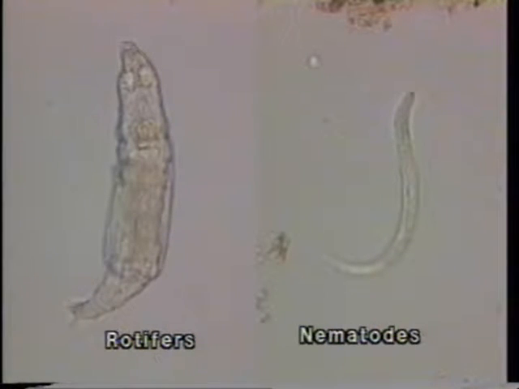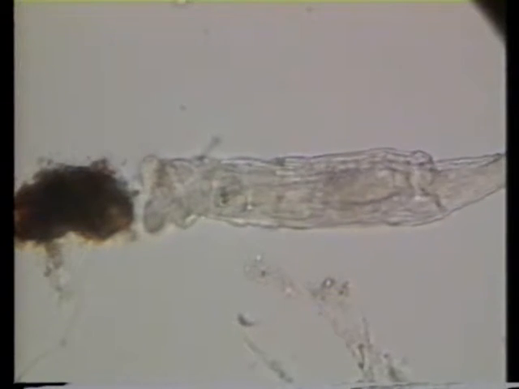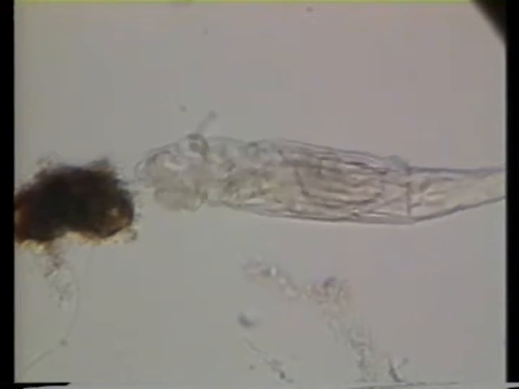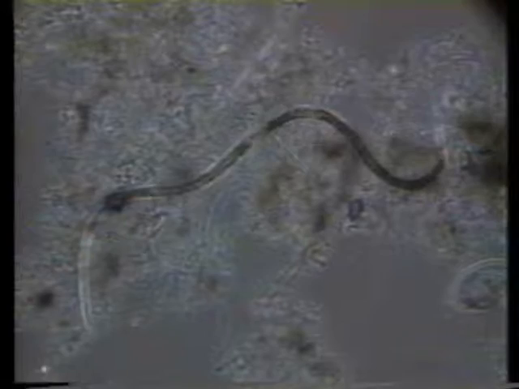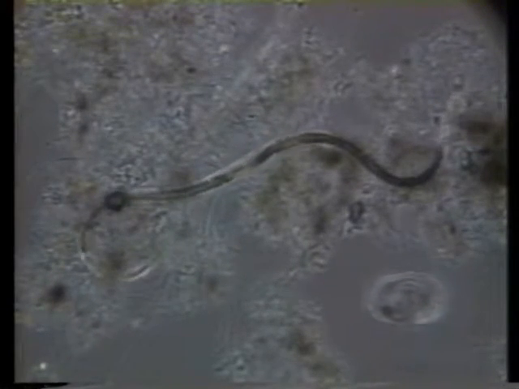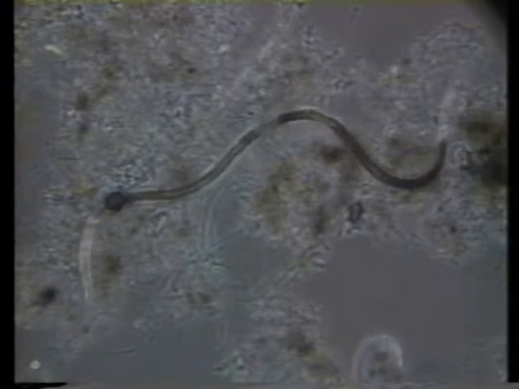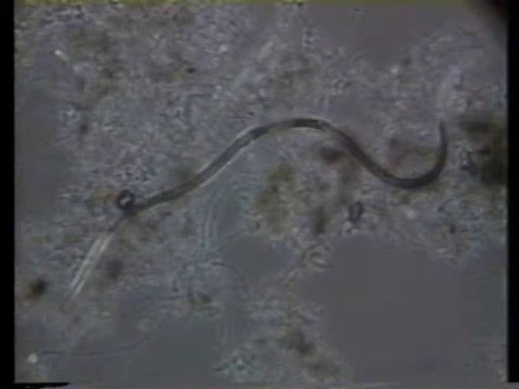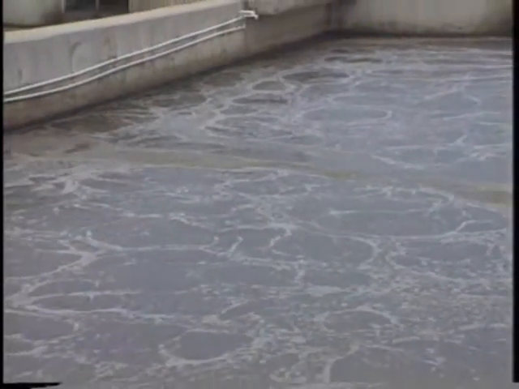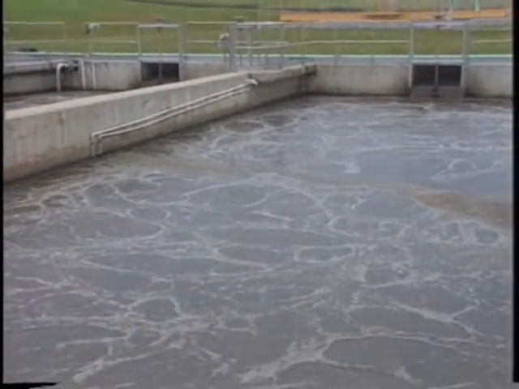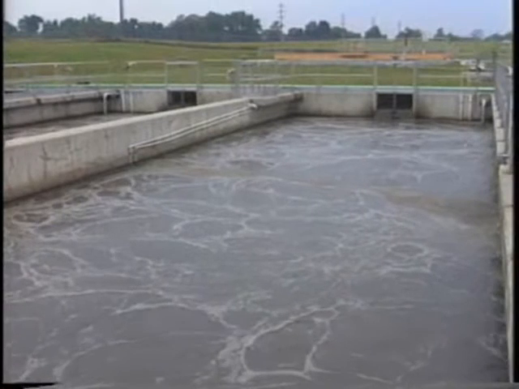Along with the protozoans, rotifers and nematodes can also be found in activated sludge. Rotifers are tube-shaped with a forked tail and two rotating wheels of cilia on their head, while nematodes are worm-shaped. Rotifers and nematodes are usually much larger than protozoa and are indicators of an older sludge. Overall sludge quality and the ultimate performance of a sewage treatment plant can be related to the number and type of the microorganisms found in the facility's activated sludge.